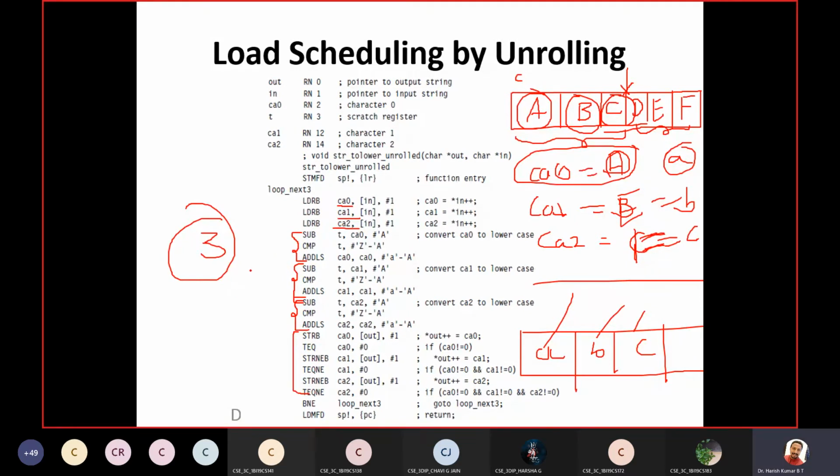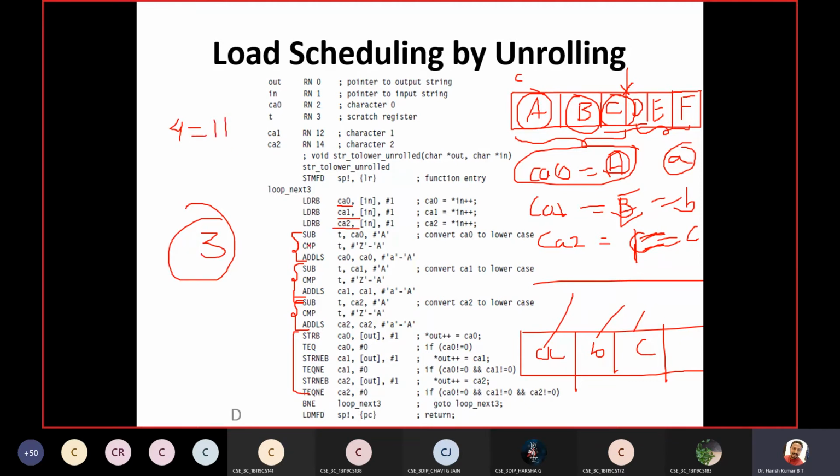Now, can it be unrolled for 4 times? See the registers you have used. R0 is used, 1 is used, 2 is used, 3 is used. Registers 4, 5, 6, 7 we are not using. And then CA1 is used. CA1 is R12 and CA2 is R14. Similarly, there are other registers. So 4 to 11 is still not used.